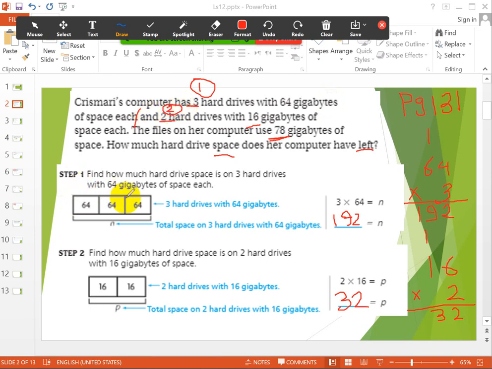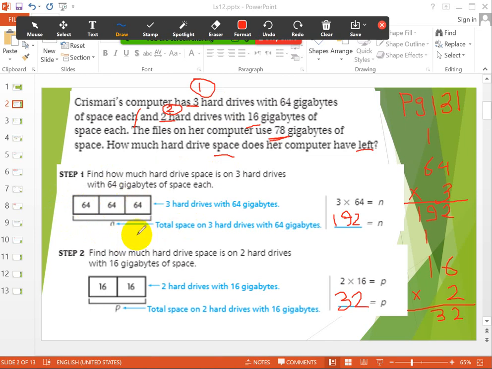This is 1, this is 2, this is the 3. Each one, the space equals 64. If I want to find the total, we name this kind N. The name of this kind of hard drives is N. So if I want to know the total space for these hard drives, what is the total? Look, I have here 64 plus 64 plus 64.